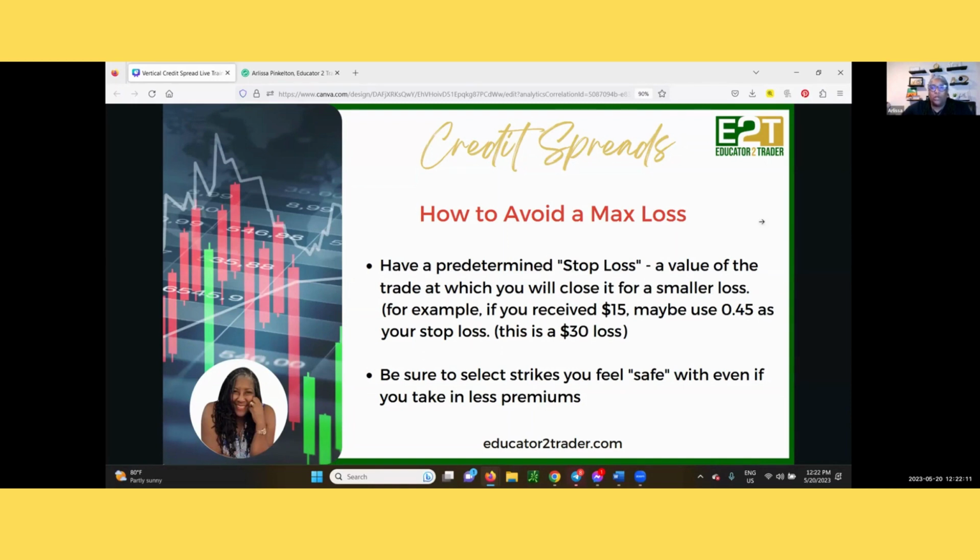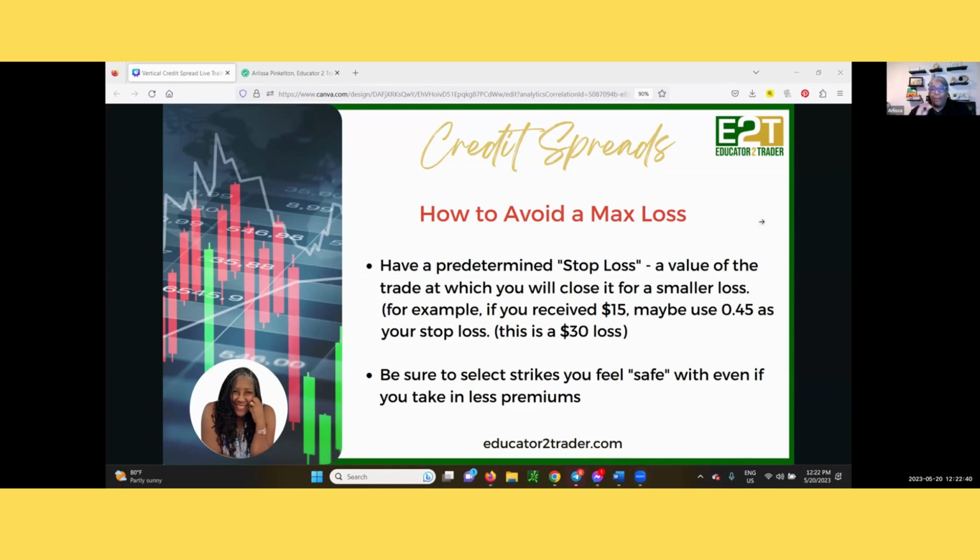How can we avoid max loss though? Because nobody ever wants to lose. Losses are a part of what we do, but if we can reduce the amount of a loss, then we want to do that. You can have a predetermined stop loss, which is a value of the trade at which you will close for a smaller loss. For example, if you receive 15, you might use $45 as a stop loss. This is a $30 loss.